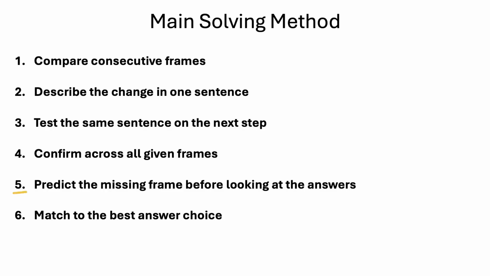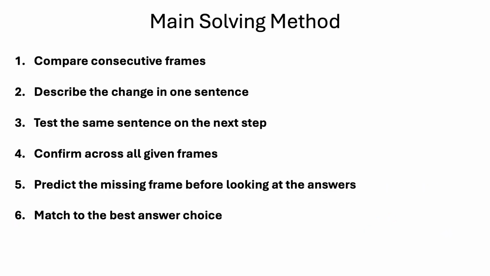Then we have step 5, predict the missing frame before looking at the answers. This goes essentially hand in hand with number 4. After checking the change from 1 to 2 and 2 to 3, for example, before looking at the result from 3 to 4, you can go ahead and predict the missing frame and then confirm it by looking.